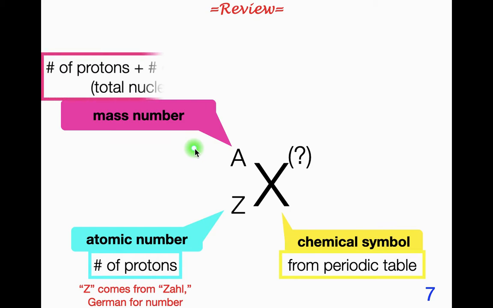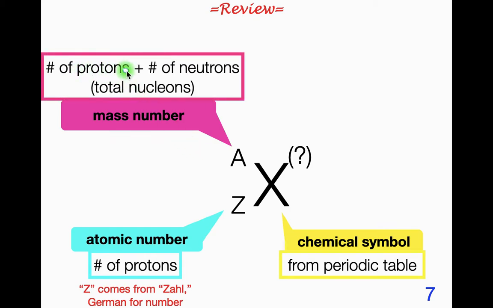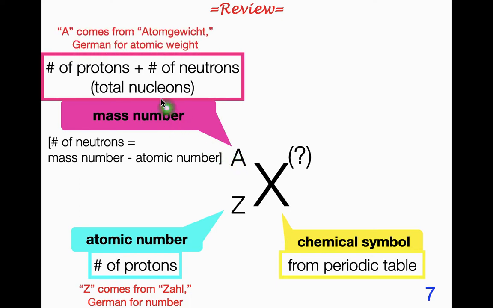Mass number A is the number of protons plus the number of neutrons, or we could say it's the total number of nucleons. Now, if you wanted to know the number of neutrons, you'd have to do a little subtraction of the atomic number from the mass number. So A is the total number of protons and neutrons, so if we subtract the atomic number, which is the number of protons, we would get the number of neutrons. The A comes from Atomgewicht, German for atomic weight.